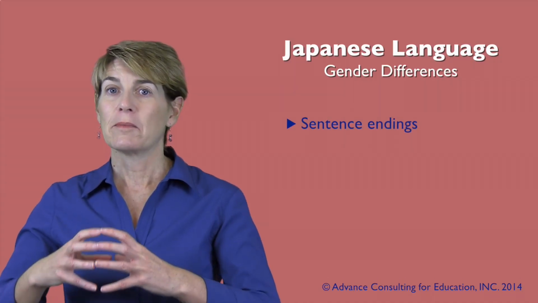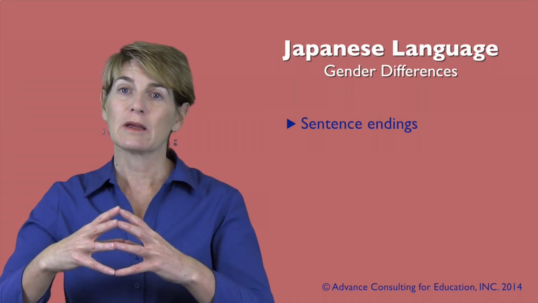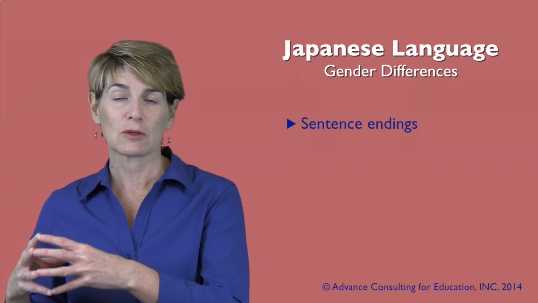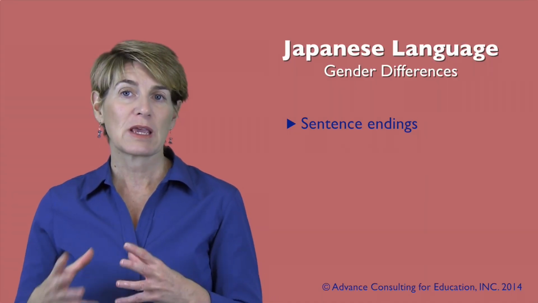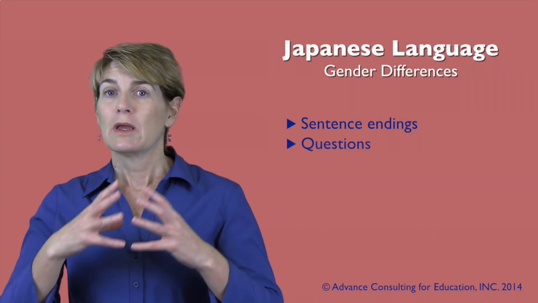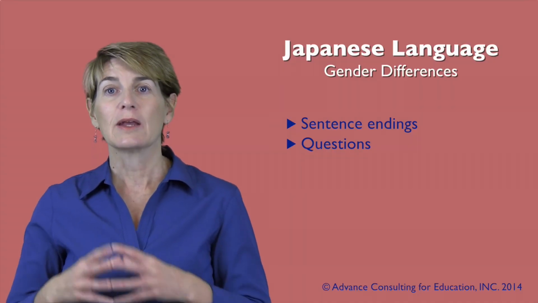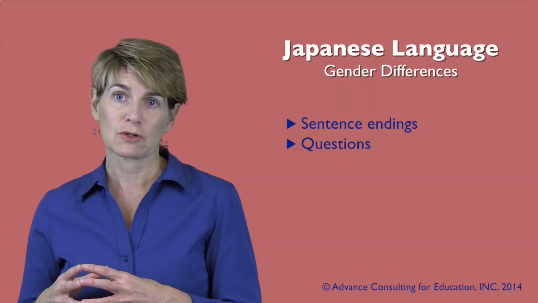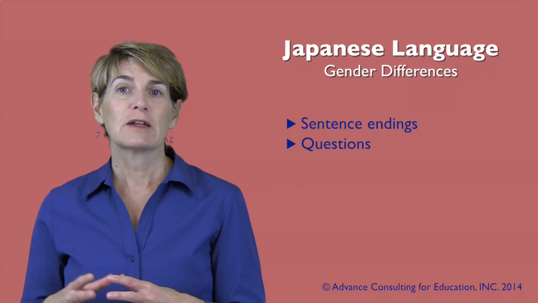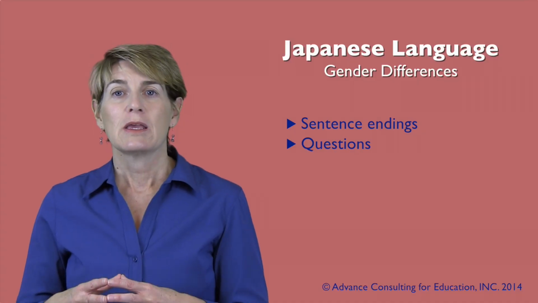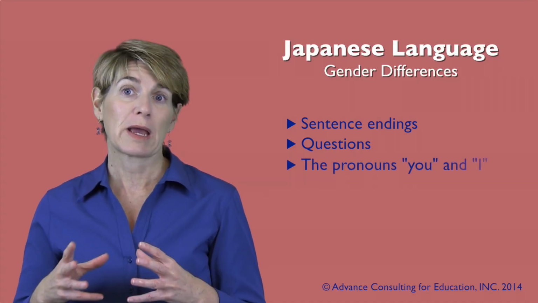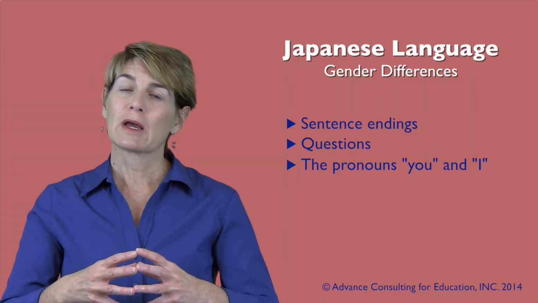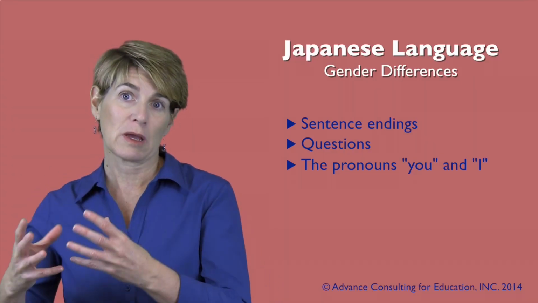One is the way sentences are ended. So statements are ended in one particular way if you're male and in another particular way if you're female. And then we get the same ending difference with questions. So men will use one grammatical structure to end questions or indicate a question, and women will use another grammatical structure to indicate a question. And then the final difference, really clear difference anyway, between male Japanese and female Japanese is in the use of the pronouns you and I. So there is one pronoun that men use and another pronoun that women use.